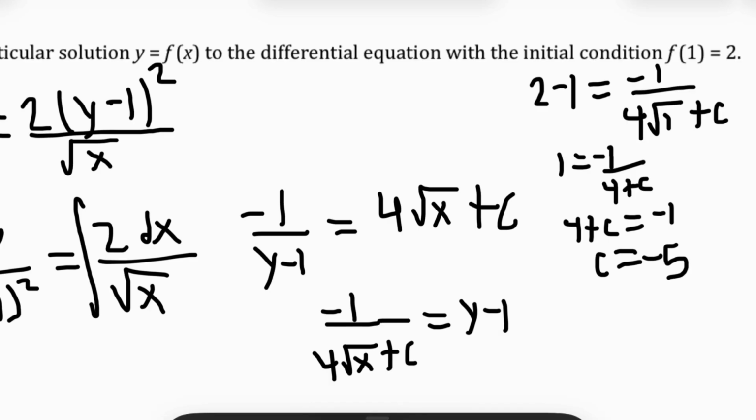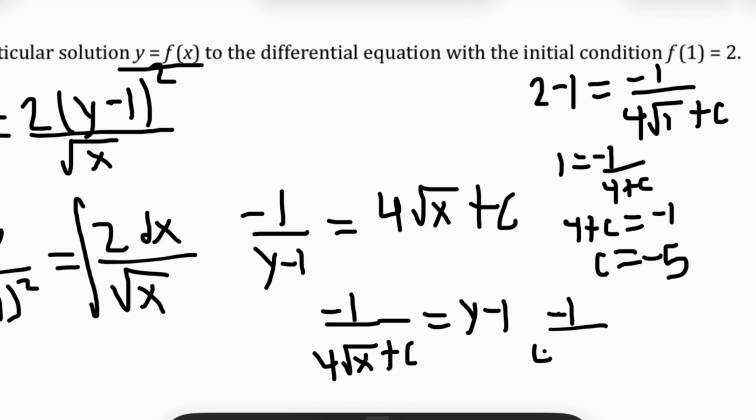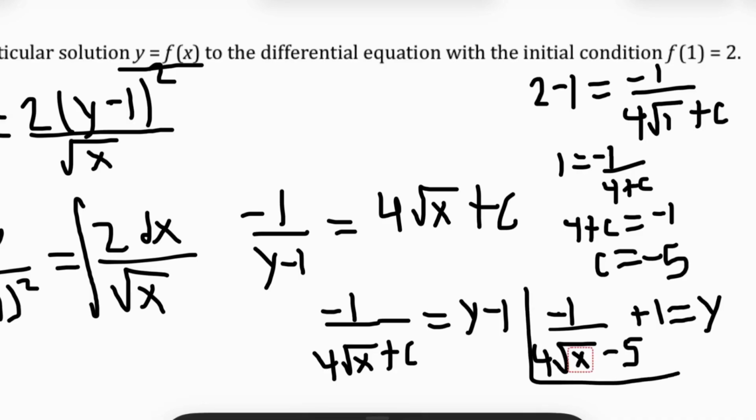Cool. Now it was asking for what y equals f of x was, so all we need to do is plug in negative 5 back into this equation and then solve for y. So this becomes negative 1 divided by 4 root x, and c was negative 5, so minus 5. And I'll just go ahead and add this 1 to both sides, so plus 1 equals y. And that is our answer.